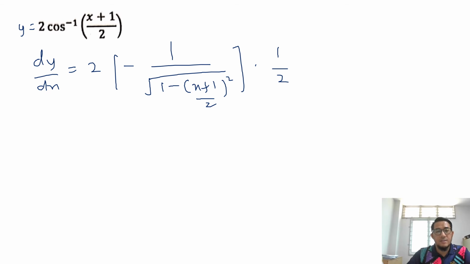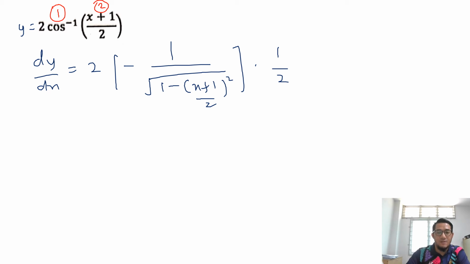Again, what is important for this question is to identify which one is the inside function and which one is the outside. In this case, this is the outside, and this one is the inside function. For the chain rule, we always differentiate the outside function first, and next the inside function.